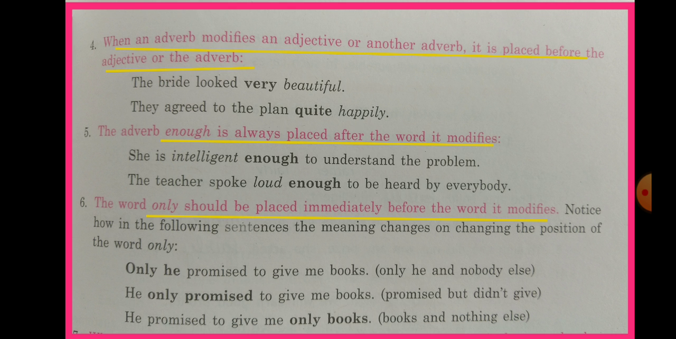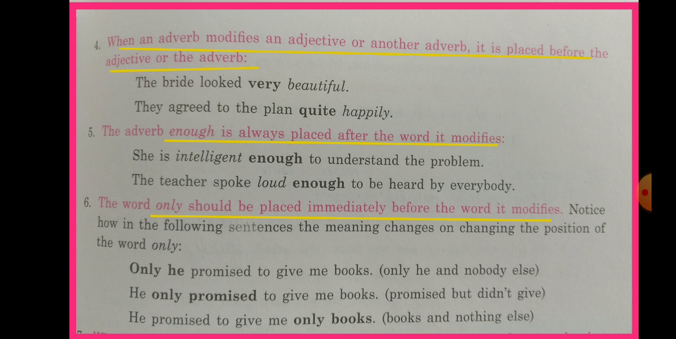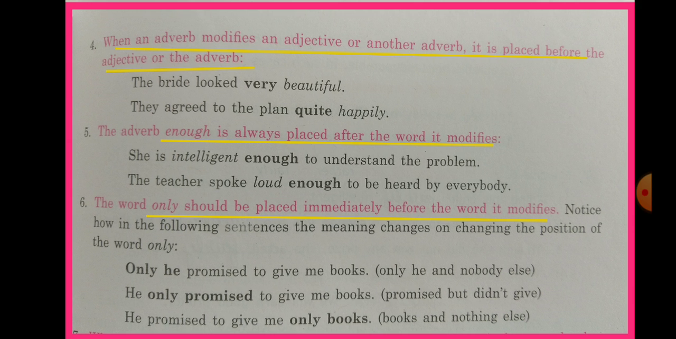Like, the bride looked very beautiful. Here, very is used before the adjective beautiful. The adverb enough is always placed after the word it modifies. Like, before we were learning that the word which is modified by the adverb, we will write the adverb before it, but enough is a word of which we will write the adverb after it. Like, she is intelligent enough. So here we have written enough after the word which it is modifying.